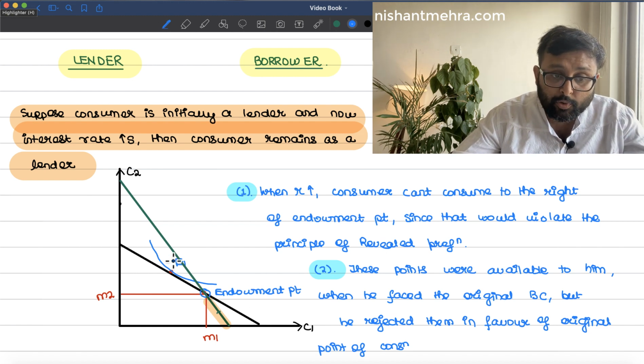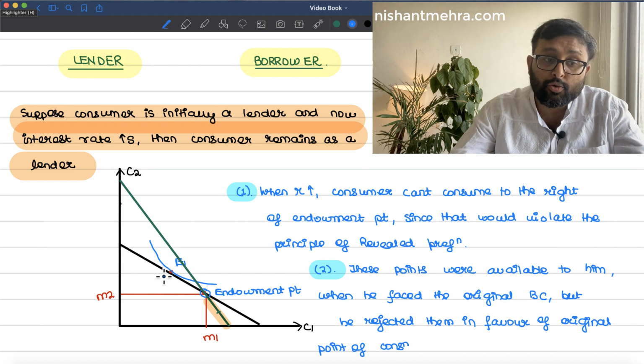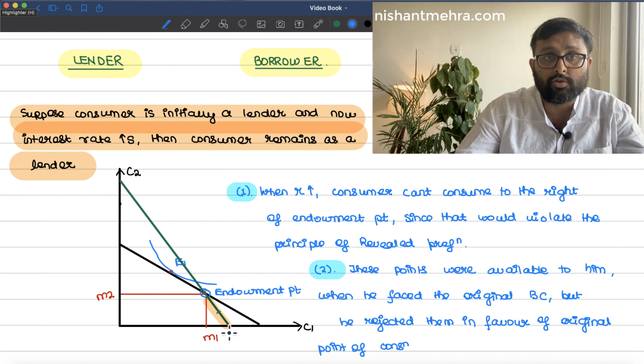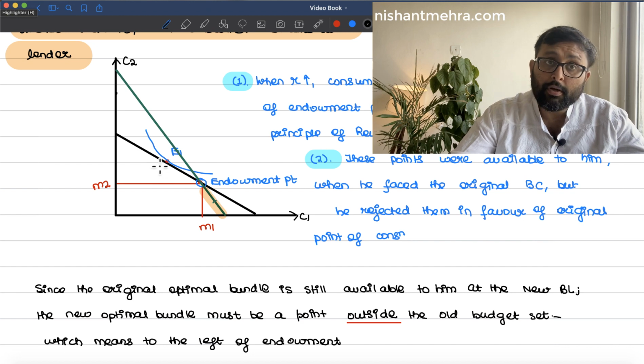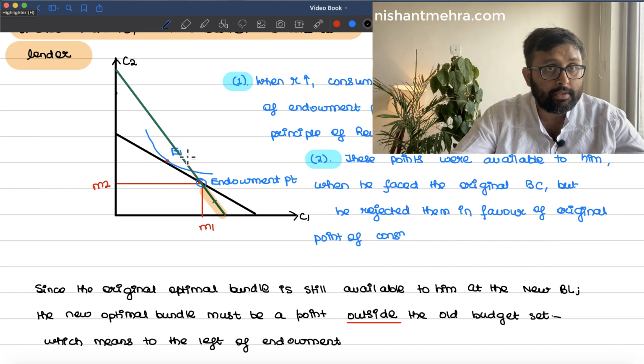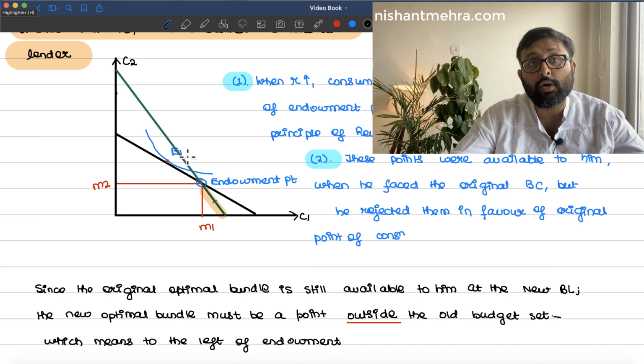Also, he has rejected these points in favor of the original choice which he made, and this original choice is still available to him under the new budget constraint, right? So he cannot choose these points now. So this is not allowed. Now, this original bundle is still available to him in the new budget constraint. And if you do not want to violate the principle of revealed preference, you have to choose some points on the new budget constraint which were not available to him earlier.